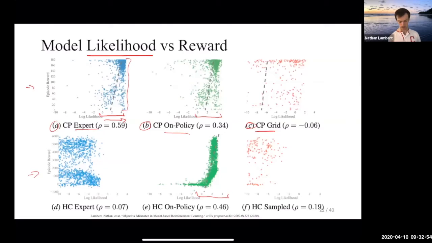Especially in this half cheetah plot, plot E, you can see that there is a bit of a trend, but if I had a log likelihood of 2, I could sample an episode from here or here, and the distribution is pretty similar. So ultimately what this is saying is we don't have a great guarantee that if a model predicts our dynamics better, we're going to get a higher reward. So what we really want is a training heuristic where, if it is higher, we'll get higher reward.